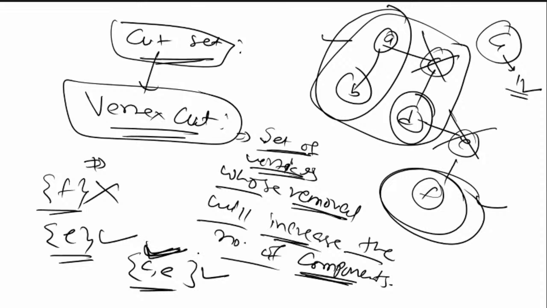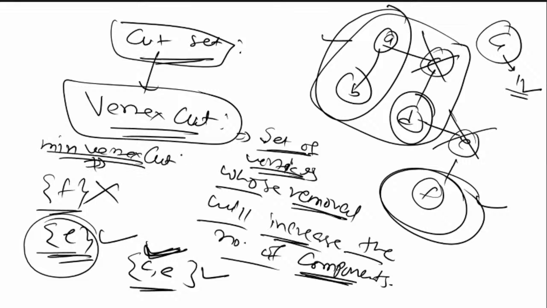Many times they will ask you for the minimum vertex cut. Minimum vertex cut means, like, minimum how many vertices you need to cut so that you can increase the number of components. So here the answer will be 1, because if you remove this e, automatically you will increase the number of components. So in a vertex cut, what they ask is the minimum vertex cut. Minimum vertex cut means the minimum set of vertices whose removal will increase the number of components.